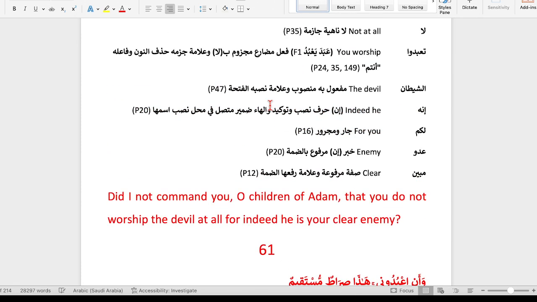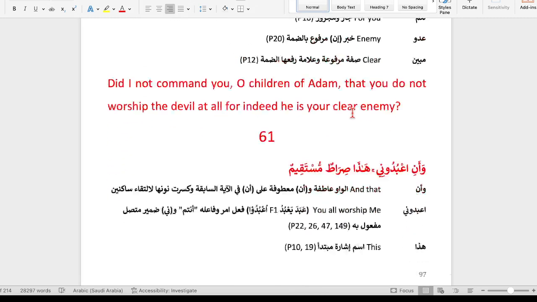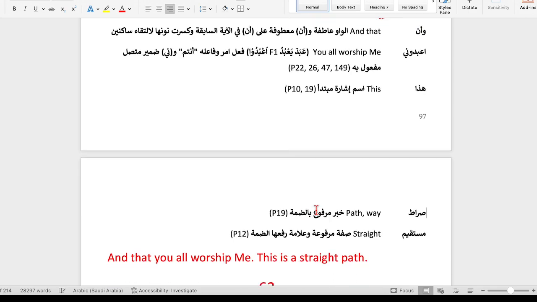So that is why a command was given not to worship the devil and to worship Allah subhanahu wa ta'ala, because this is the straight path.